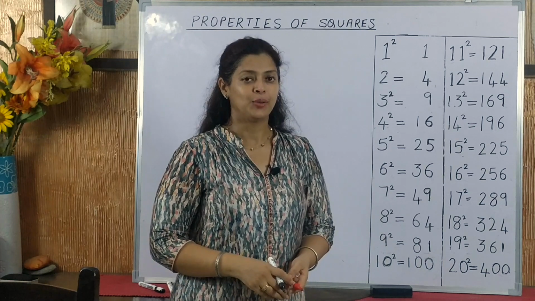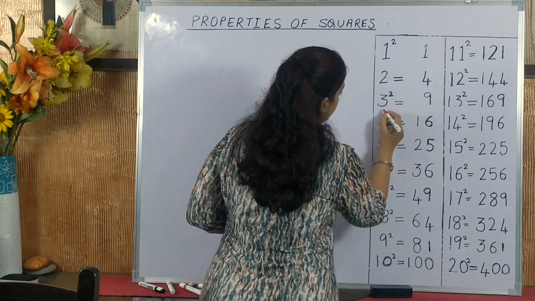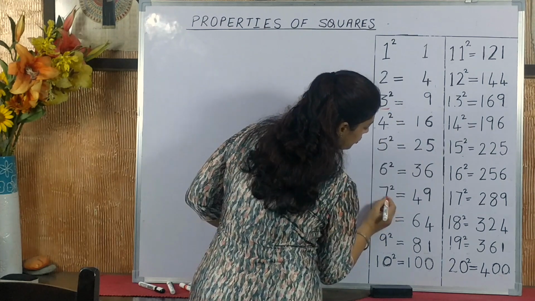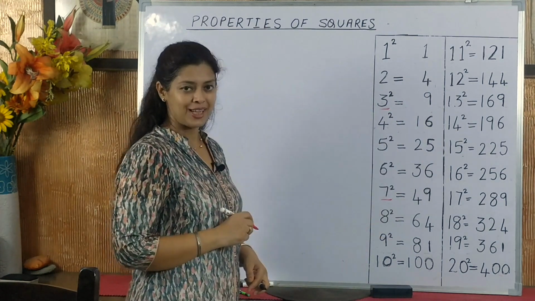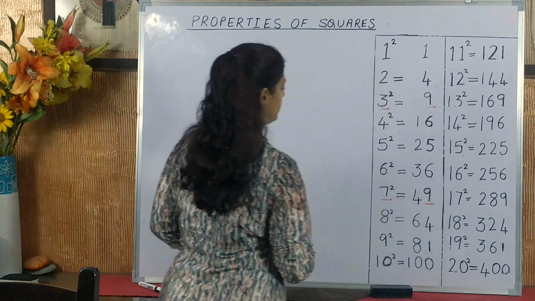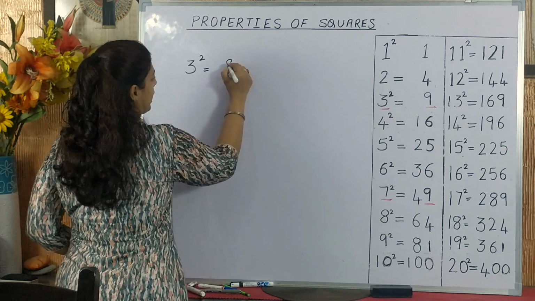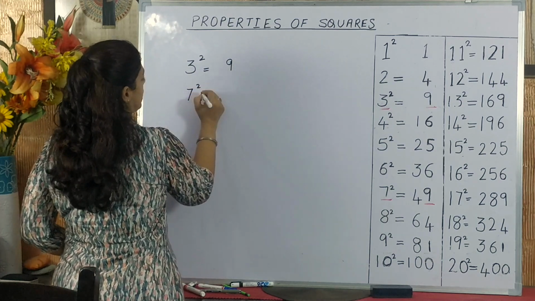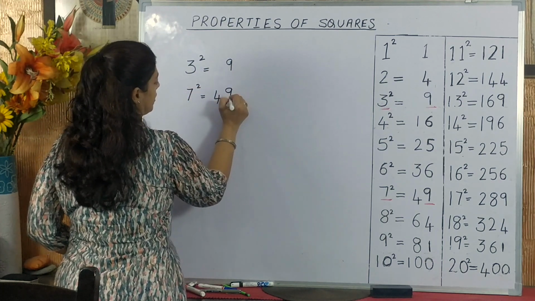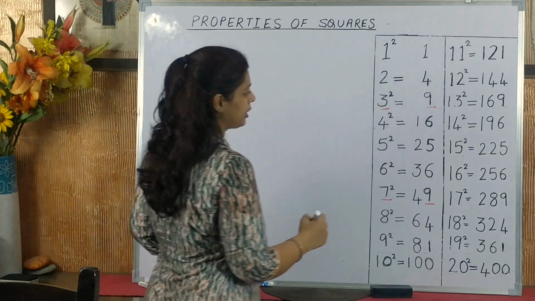So using the same logic, if the original number has a 3 or 7 in the units place, then the squares of such numbers will always have a 9 in the units place. So over here we can see that 3 square is equal to 9 and 7 square is equal to 49. So both of them have 9 in the units place.